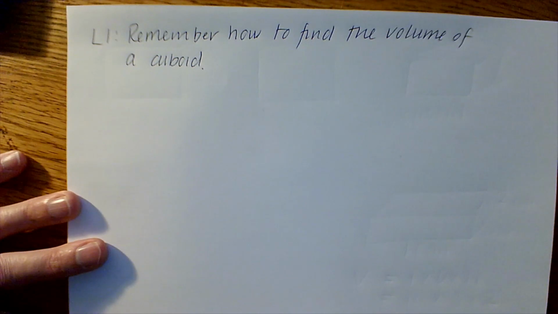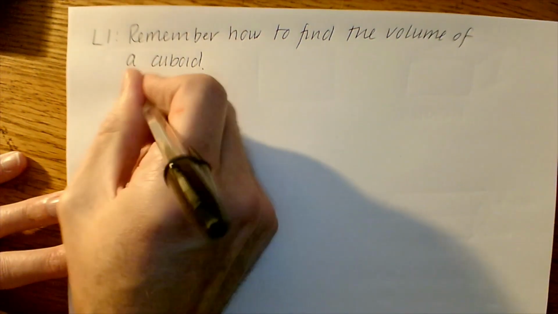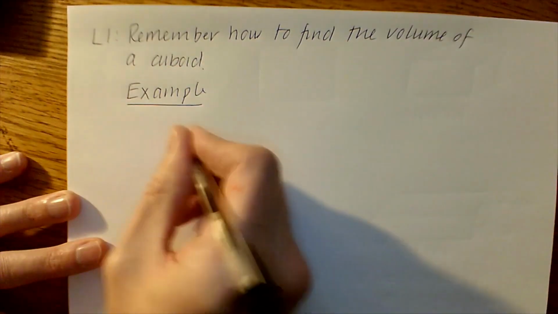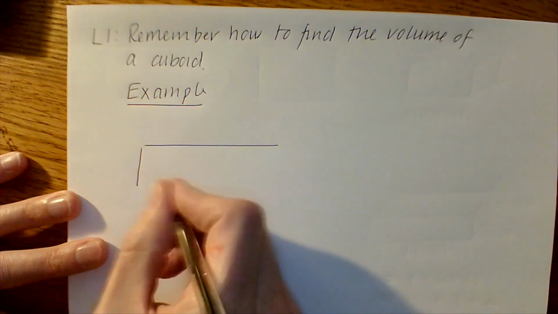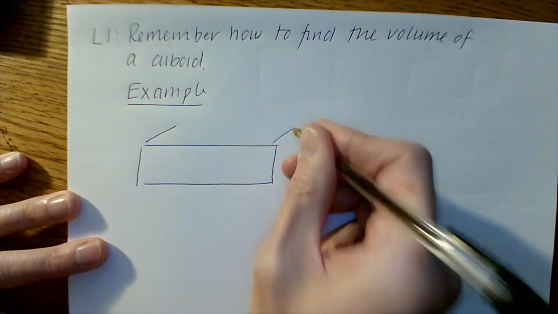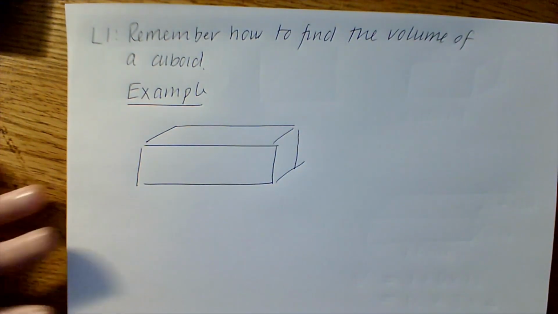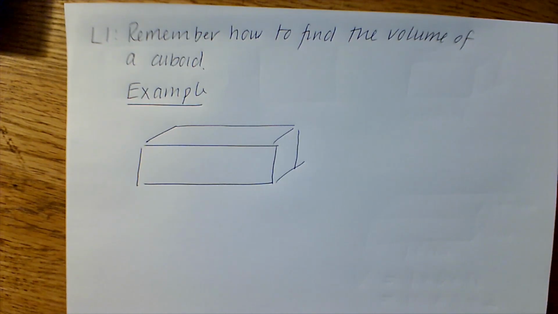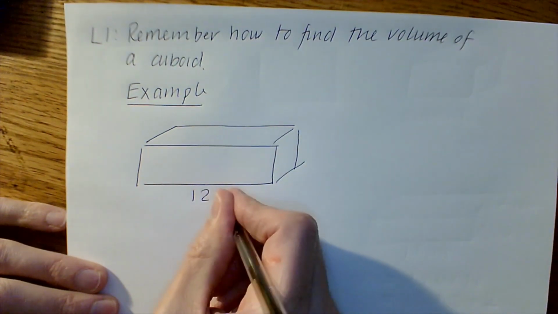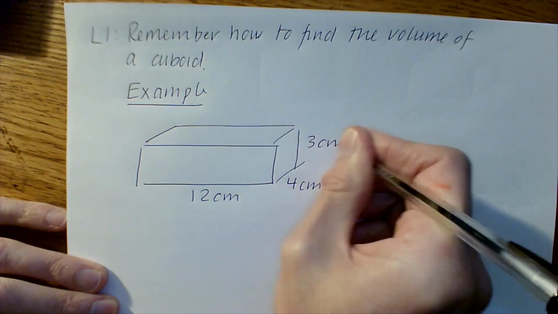All right. A quick example, let's keep it simple. I always find it's easiest to draw a cuboid by drawing the front rectangle and then just adding some bits going back diagonally like that. Okay, so let's put in some sizes. Let's say this is 12 centimetres by 4 centimetres by 3 centimetres.